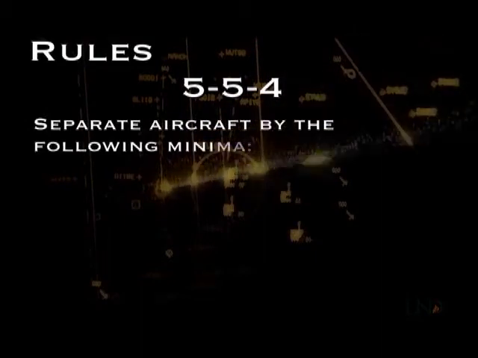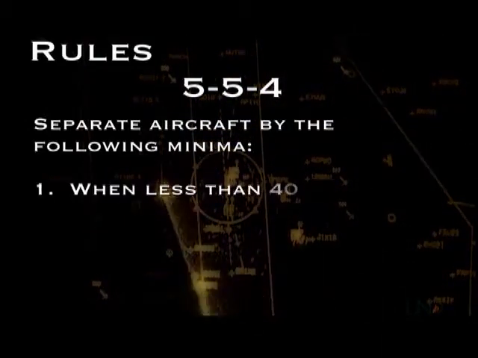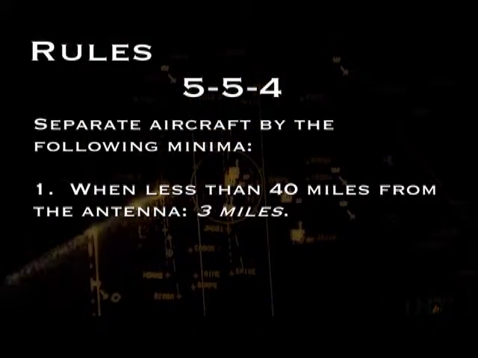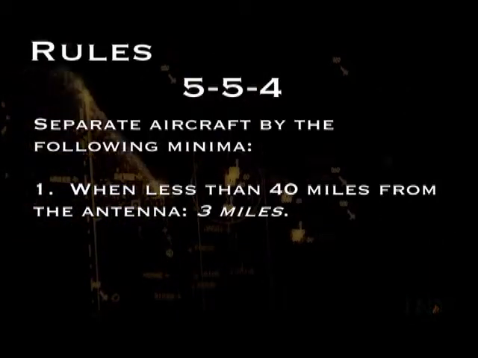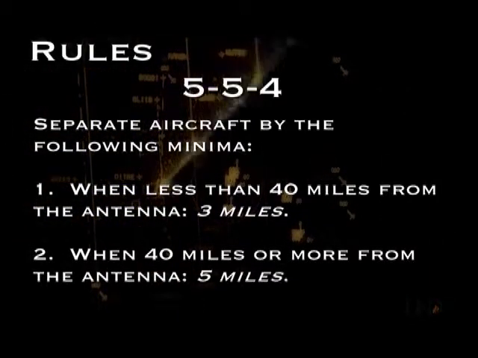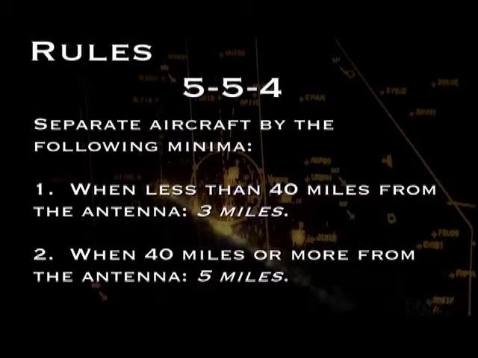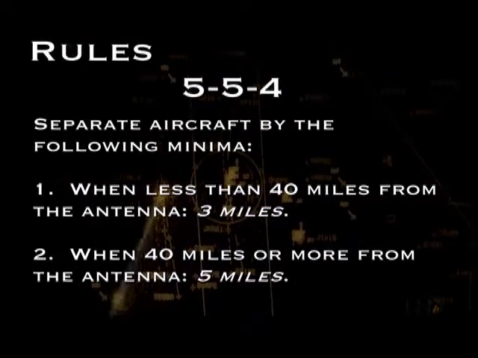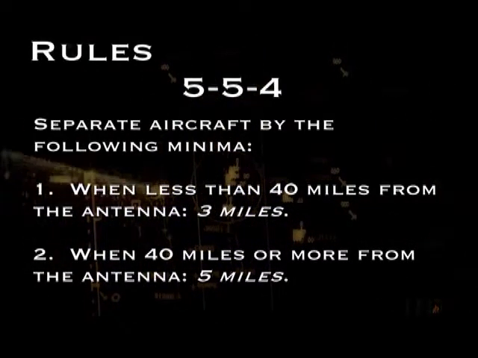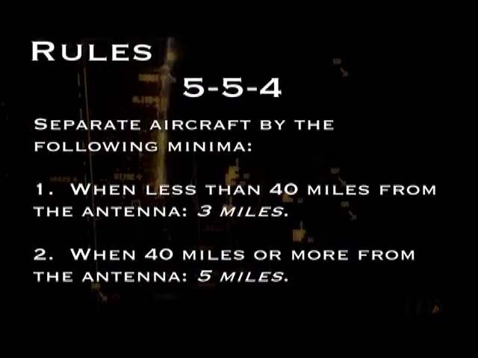Now let's get into the separation minimums themselves. These are covered in paragraph 4. Separate aircraft by the following minima. When less than 40 miles from the antenna, 3 miles. When 40 miles or more from the antenna, 5 miles. These standards apply to aircraft at the same altitude. Aircraft can also be separated vertically, which we'll talk about later.